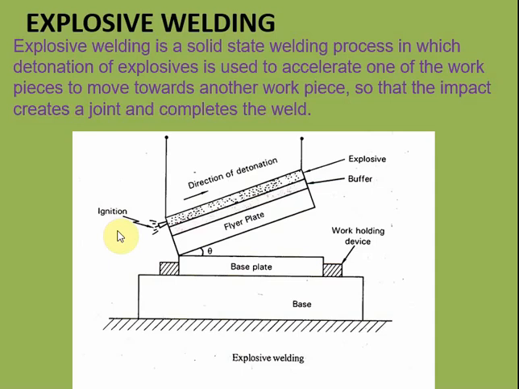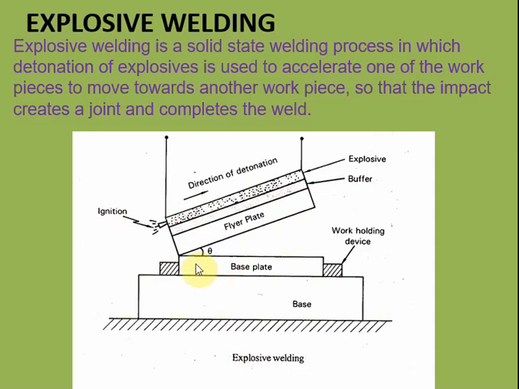Now the next kind of welding, a special kind of welding process, is called explosive welding. As the name indicates, we are using the power or the pressure or the impact generated from the explosion or detonation. So explosive welding is a solid state welding process in which detonation of explosives is used to accelerate one of the workpieces to move towards the other workpiece, so that the impact creates a joint and completes the welding. So this is the schematic.